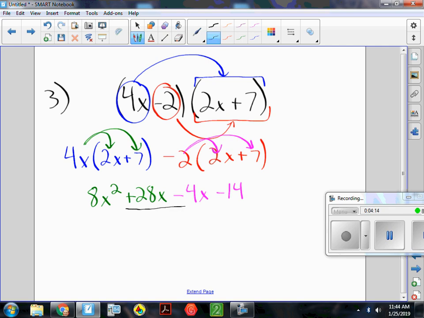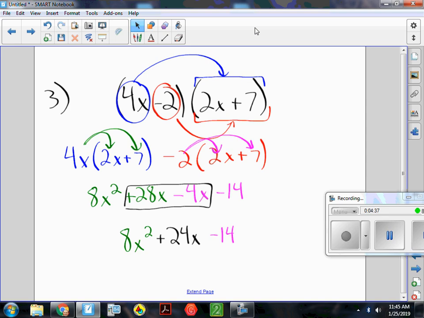These middle two numbers are like terms, so they can be combined. So in the beginning, I have an 8x squared. My numbers in the middle have the same variable, just an x. So 28x minus 4x is positive 24x. 28 minus 4 is 24. And then my constant is a negative 14.